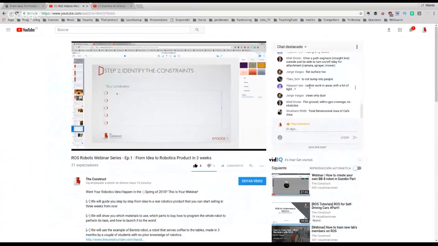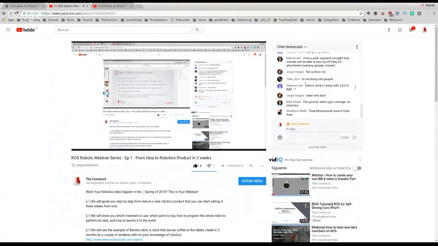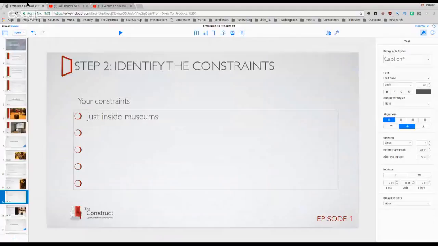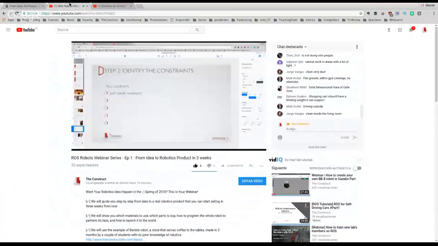So, for example, a flat surface. Then someone says the robot cannot work in areas with a lot of light. Okay, so let's write it down here: indoor places. Let's say only for indoor places, for example.